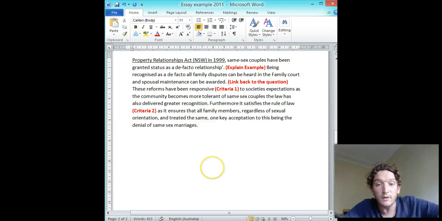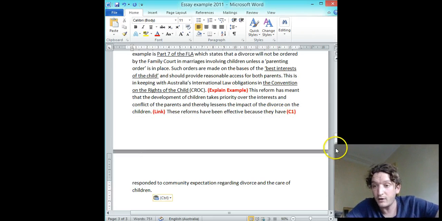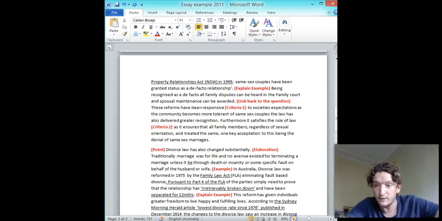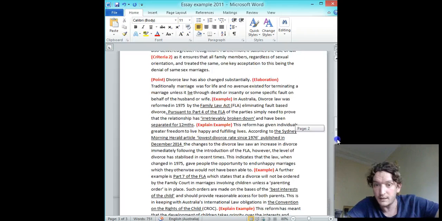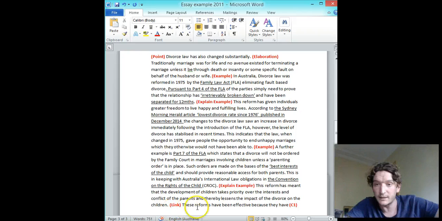Okay. For our next paragraph, I'm going to put the whole paragraph up for you, and you're going to pause it and you're going to read it at your own leisure. And you're going to see how the PEEL structure has been employed here. I'm going to have to zoom out. I hope you can see that. So this is all on divorce law. There's elaboration, and then we link it back to the question there. So have a look at that. Pause it, have a good read.